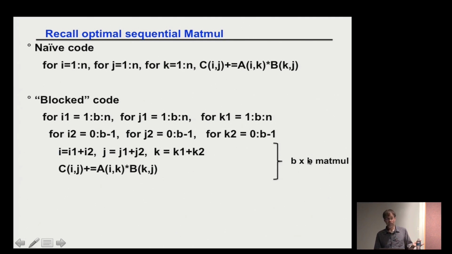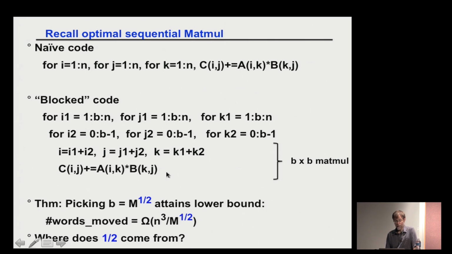The theorem that we talked about long ago, which I didn't prove, was that if I pick these blocks so big that all 3 blocks just fit in cache, so b should be square root of the cache size by square root of the cache size, then this attains the lower bound. I'm going to read in these 3 b by b blocks, do all this arithmetic with no more memory traffic, and then write out the answer. If I count everything carefully, the number of words moved between fast memory of size m and slow memory is the amount of work, n cubed, divided by m to the 1/2. So the question is, where do these 1/2s come from? Is there some general theory that tells us that's a half and that's a half?